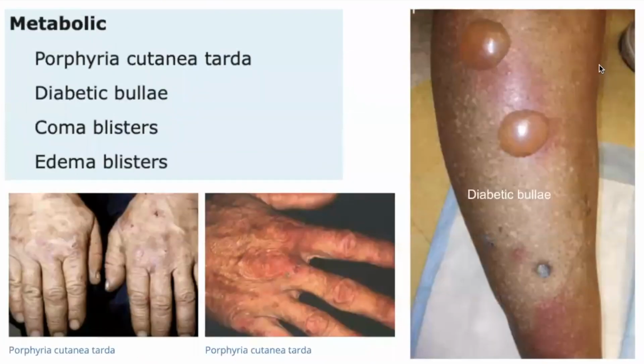Metabolic causes of bullous eruptions are quite rare. However, every now and then you may come across these cases, and therefore it is important to keep these differentials in your mind when working up a case with a bullous or blistering eruption. The prototype metabolic cause of a bullous eruption is porphyria cutanea tarda. These often present with mechanical related blisters, particularly on the dorsum of the hands. Diabetic bullae is seen in the diabetic population and is another cause of a bullae or multiple bullae. Coma blisters and edema blisters are other differentials to keep in mind.